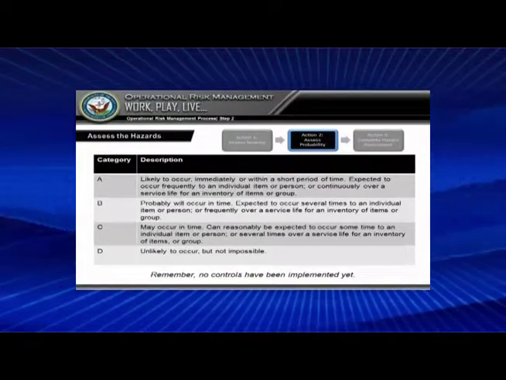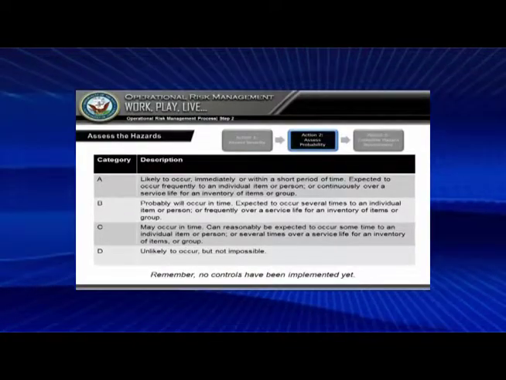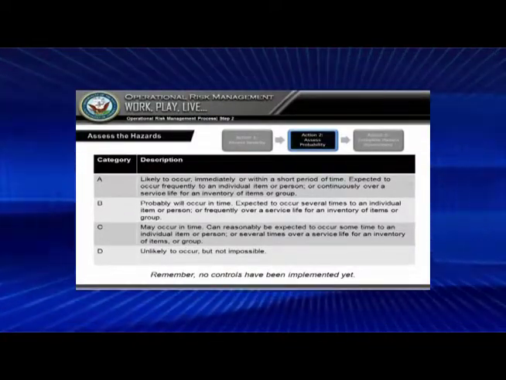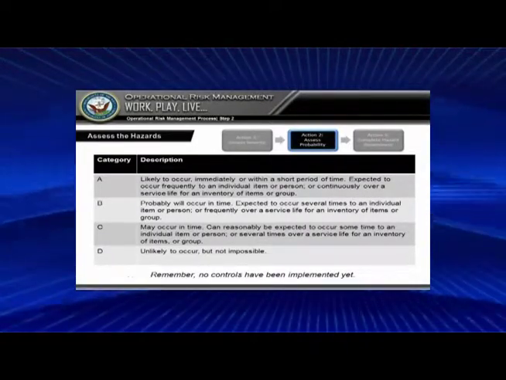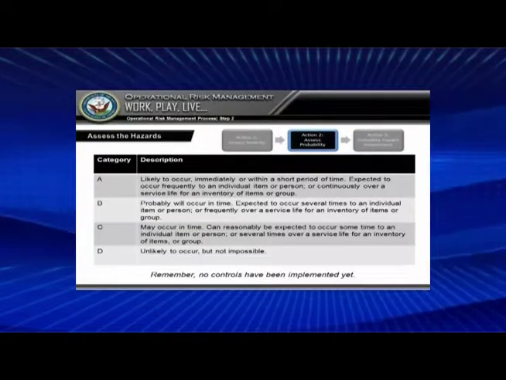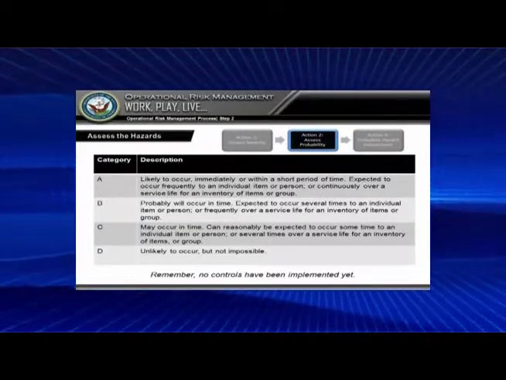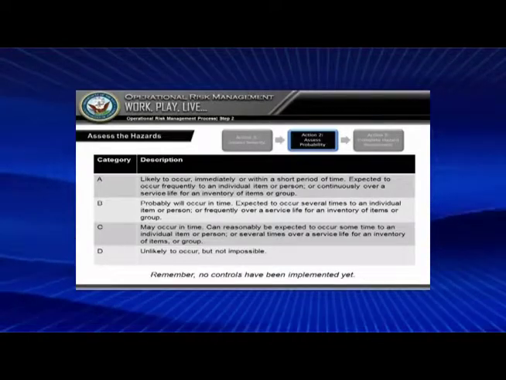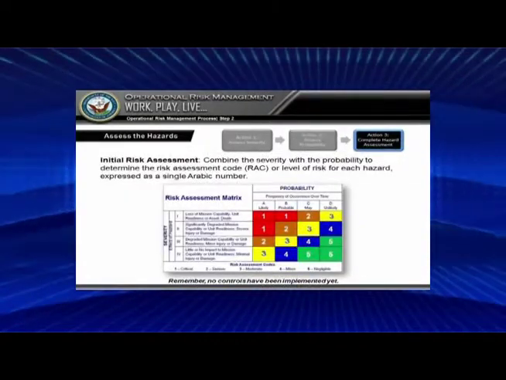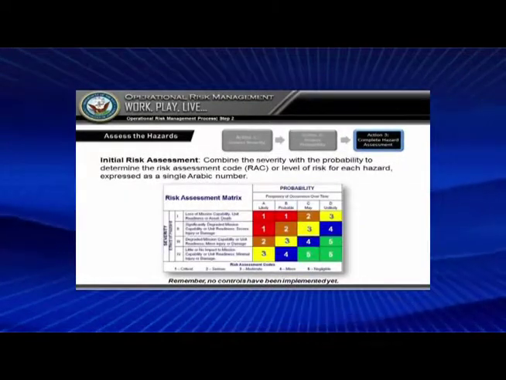When we look at probability, we look at 4 categories right now: A, B, C, and D. Understand what we're looking at here. What is the probability of that hazard happening over time? Okay, that's what you're looking at, time. So, here we're going to do an initial risk assessment, completing it.